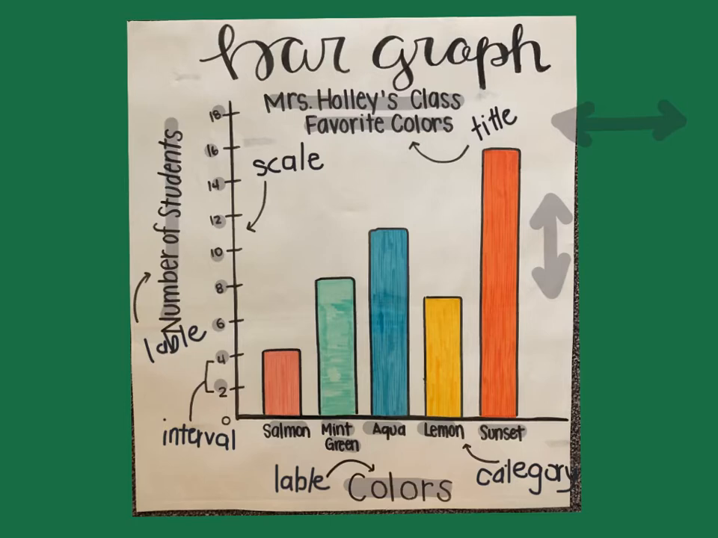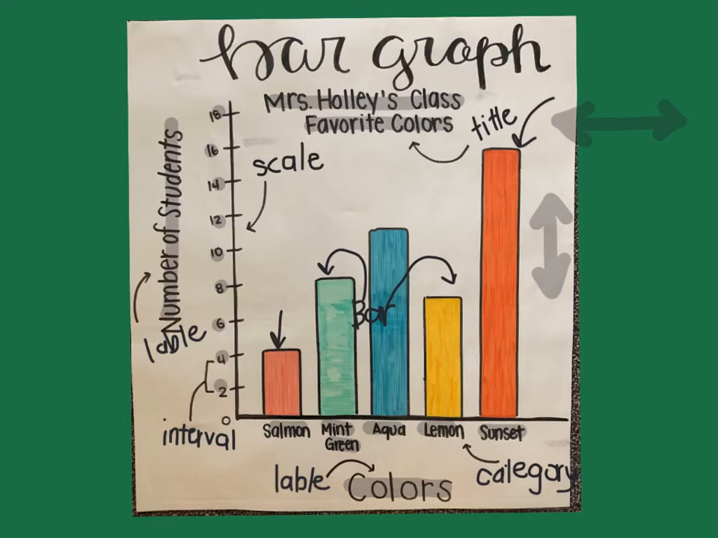The last thing that you need in a bar graph are the bars. These things here are your bars. And you can tell I can get the information from this bar graph by looking at the bars. I can see that 4 students preferred salmon. And 16 students preferred sunset.